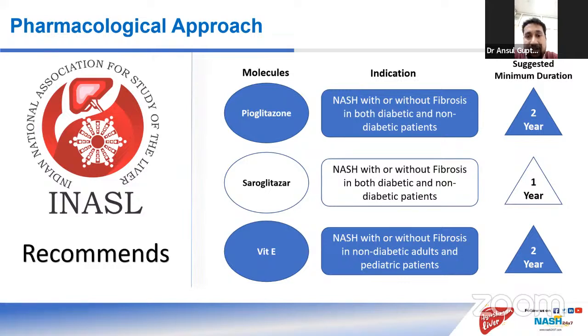Next, coming to saroglitazar, which can be used in both diabetic and non-diabetic patients, and is the most commonly used drug nowadays. Now, coming to vitamin E, which is also helpful in this, and can be used in both adult and pediatric populations. Next slide, please.